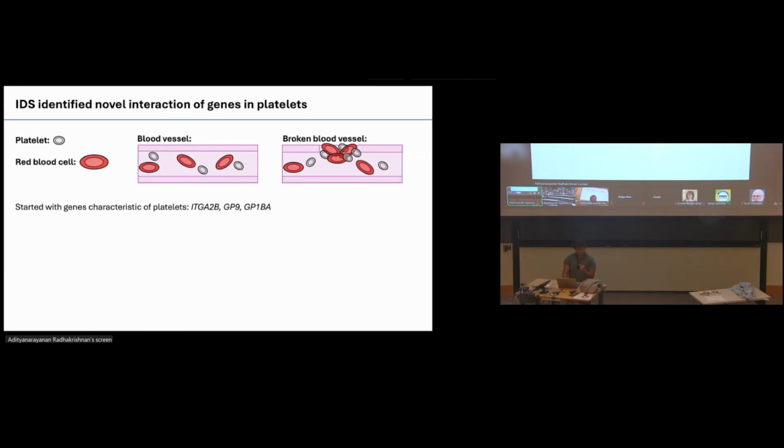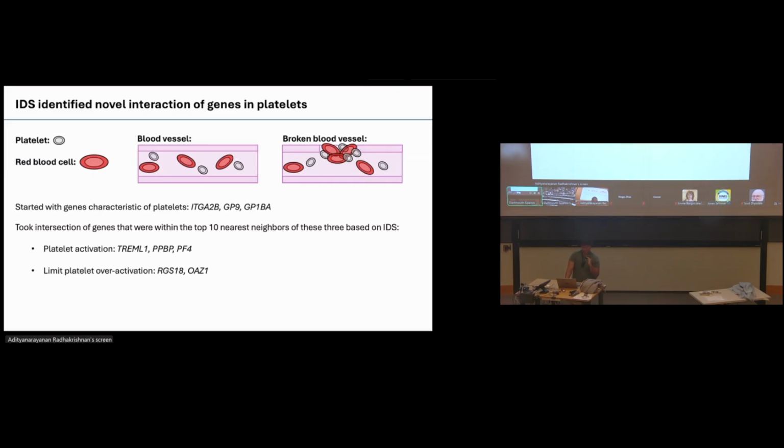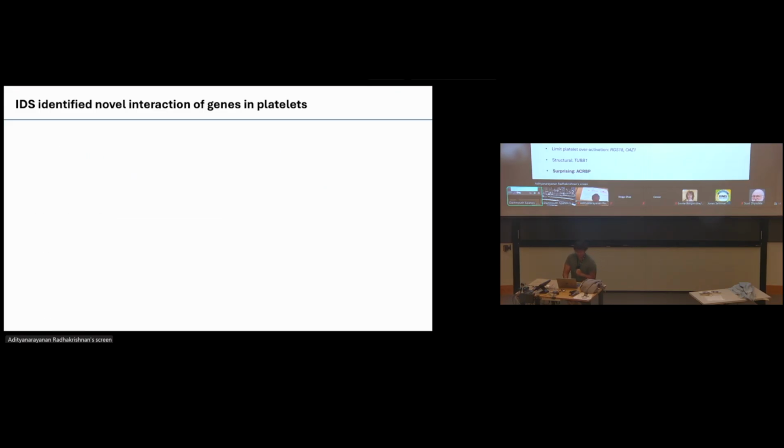So if you start with some genes characteristic of platelets and you start to ask who are their nearest neighbors, if you look at their top 10 nearest neighbors, let's say, you'll find genes that are involved in platelet activation. You'll find genes that limit platelet overactivation. You don't want to overclot. That's going to be bad for you. And you'll find structural elements for platelets, things that form their disc-like structure. This is tubulin for people who are interested. What's surprising is you actually find other genes too. And this one in particular was very surprising to me.